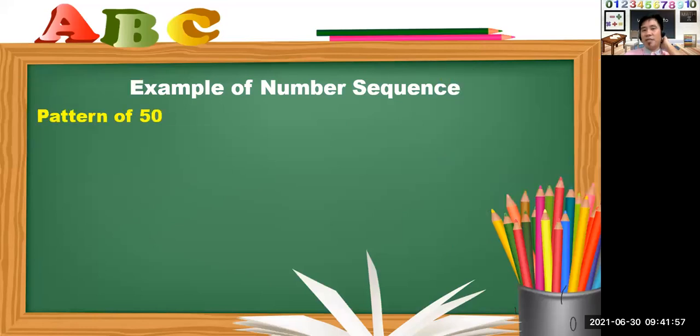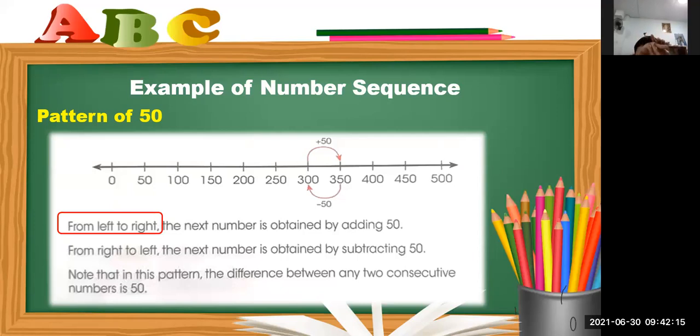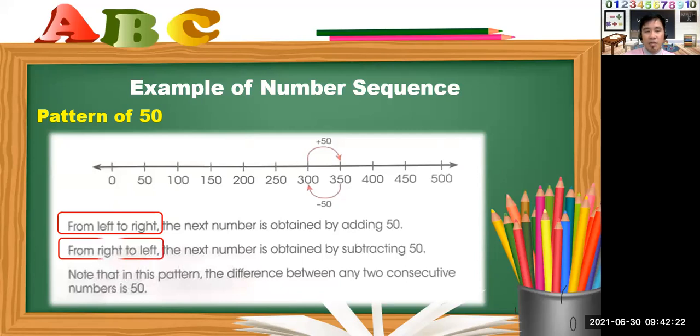Now here, an example of a number pattern or number sequence of 50. If it is 50, it is the same thing as in 3, 4, 5, 10. Here, we just add plus or minus, like 300 plus 50 becomes 350, and 350 minus 50 becomes 300. So from left to right, we add 50. From right to left, we minus or subtract 50.